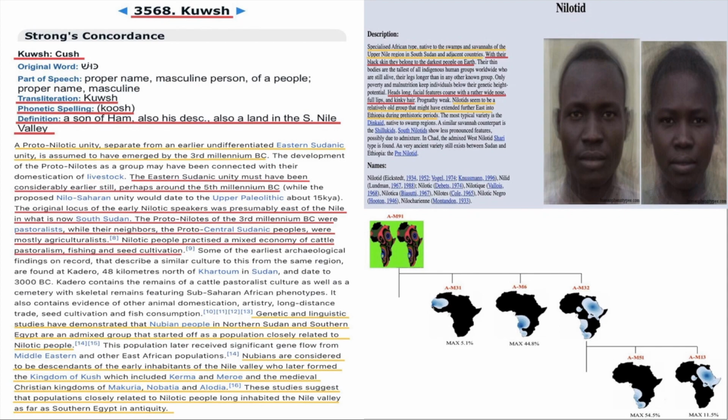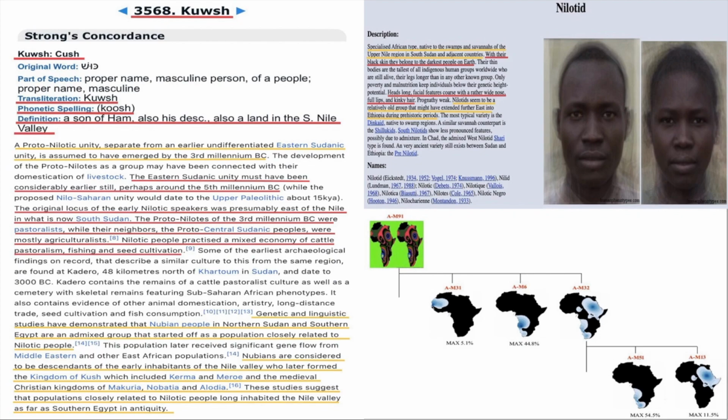A Proto-Nilotic unity, separate from an earlier undifferentiated Eastern Sudanic unity, is assumed to have emerged by the 3rd millennium BC. The Eastern Sudanic unity must have been considerably earlier still, perhaps around the 5th millennium BC. The original locus of the early Nilotic speakers was presumably east of the Nile in what is now South Sudan. The Proto-Nilots of the 3rd millennium BC were pastoralists, while the neighbors, the Proto-Central Sudanic peoples, were mostly agriculturalists. Nilotic people practice a mixed economy of cattle pastoralism, fishing, and seed cultivation.